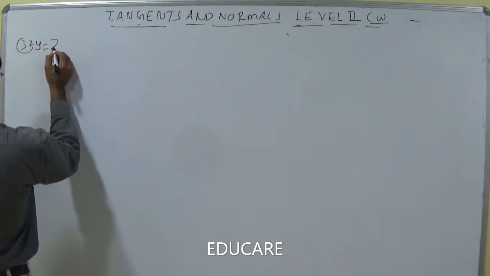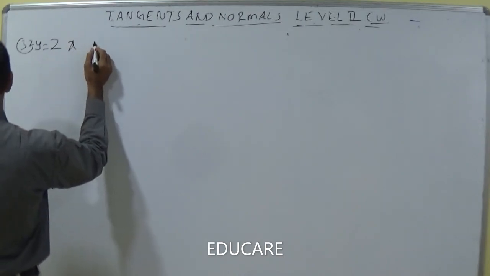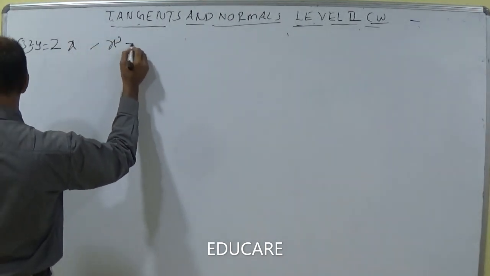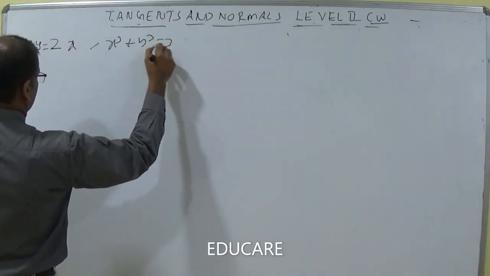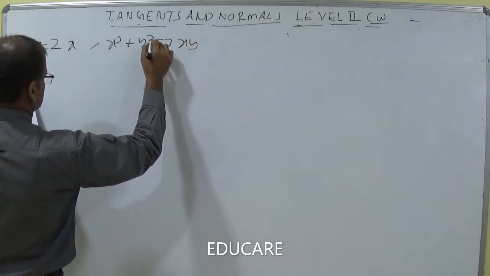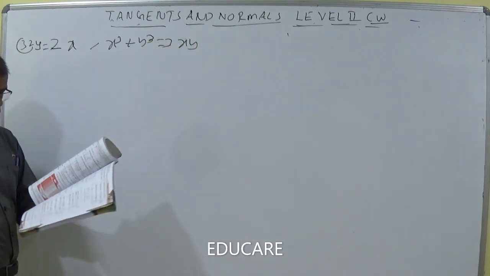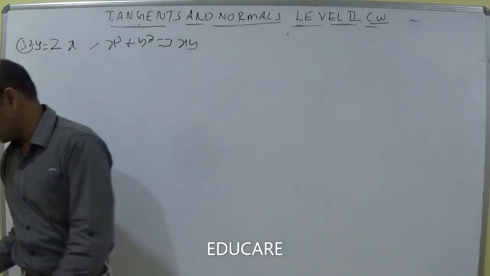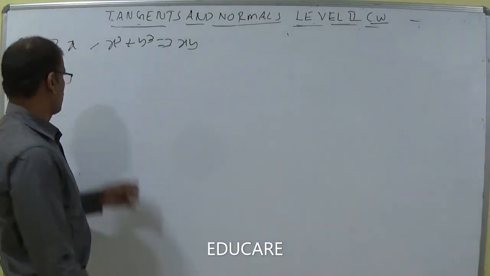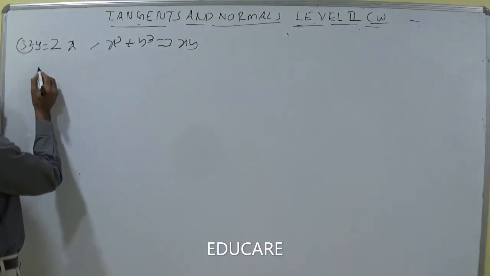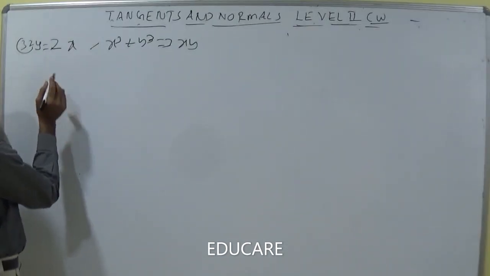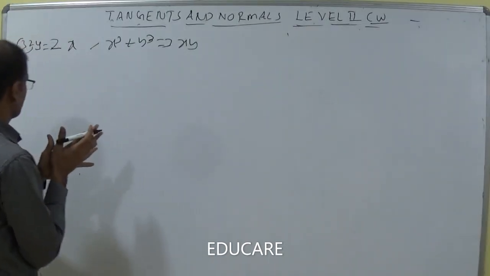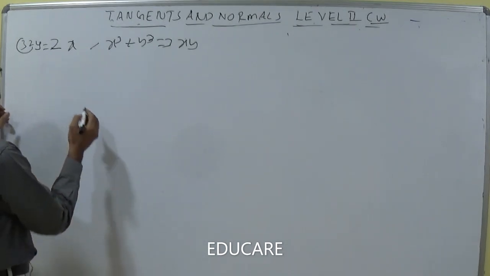The curves are y equal to 2x and x cube plus y cube equal to 3xy, at the point other than origin. He did not give the point of intersection, so the point of intersection should be calculated.